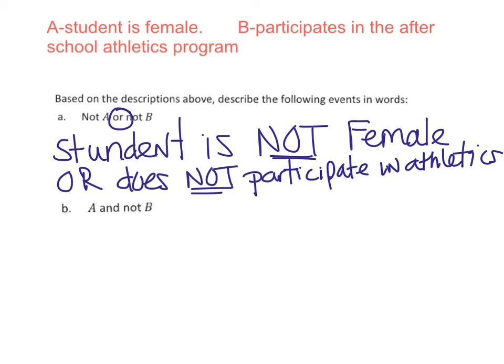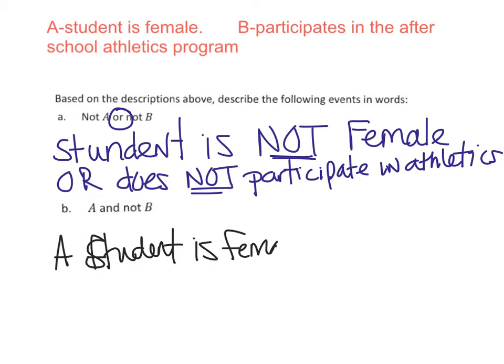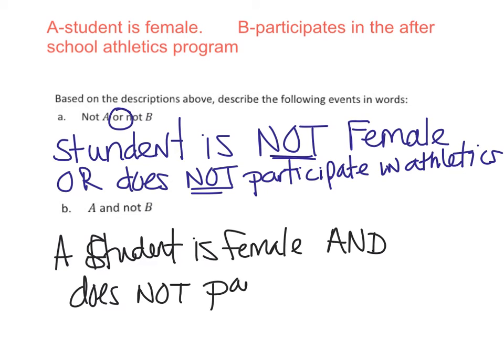Part B, A and not B. So this time, if I am A, I'm just saying a student is female, and does not participate. So not B does not participate in the after-school athletics.